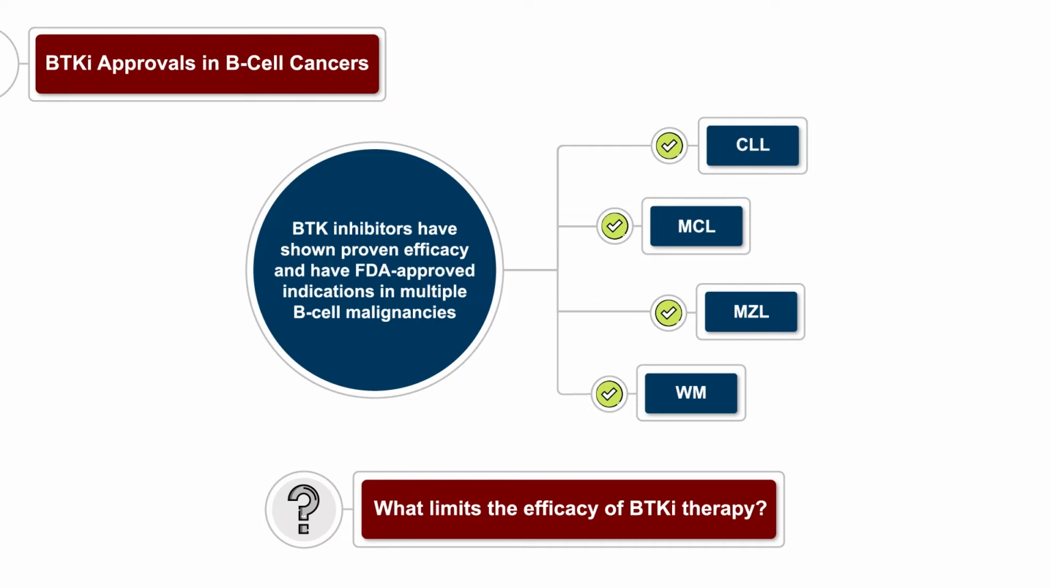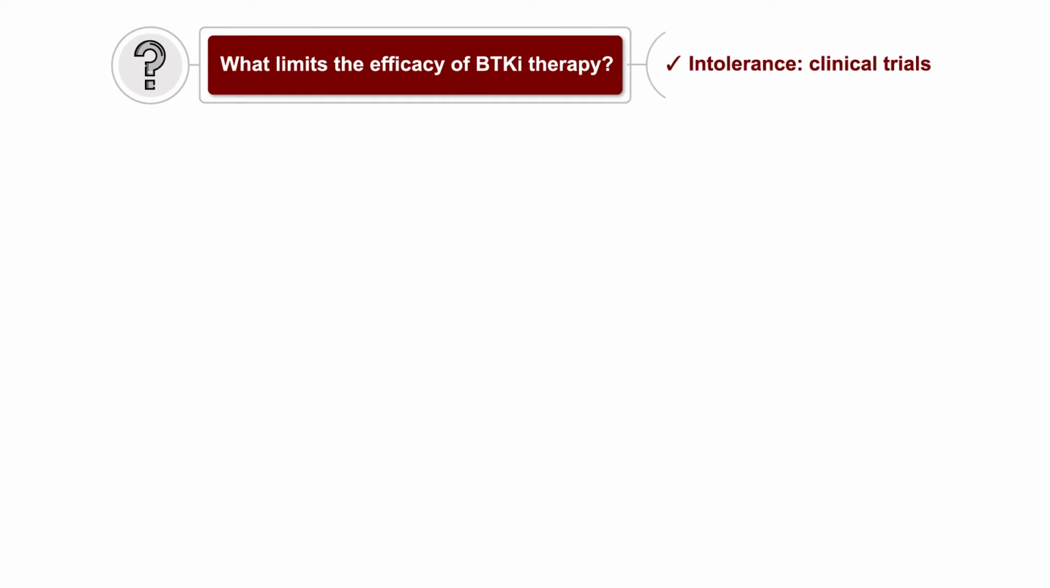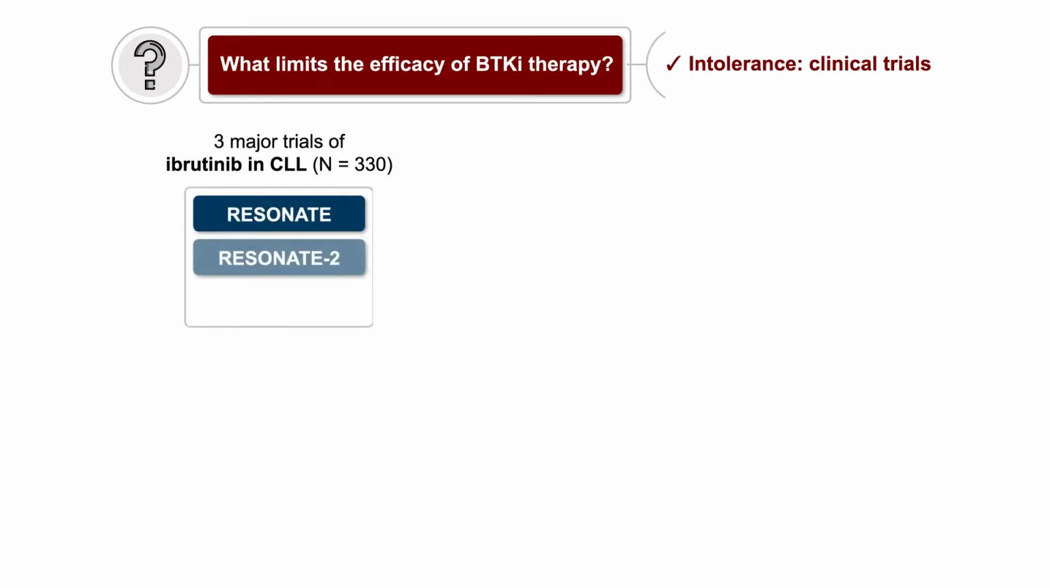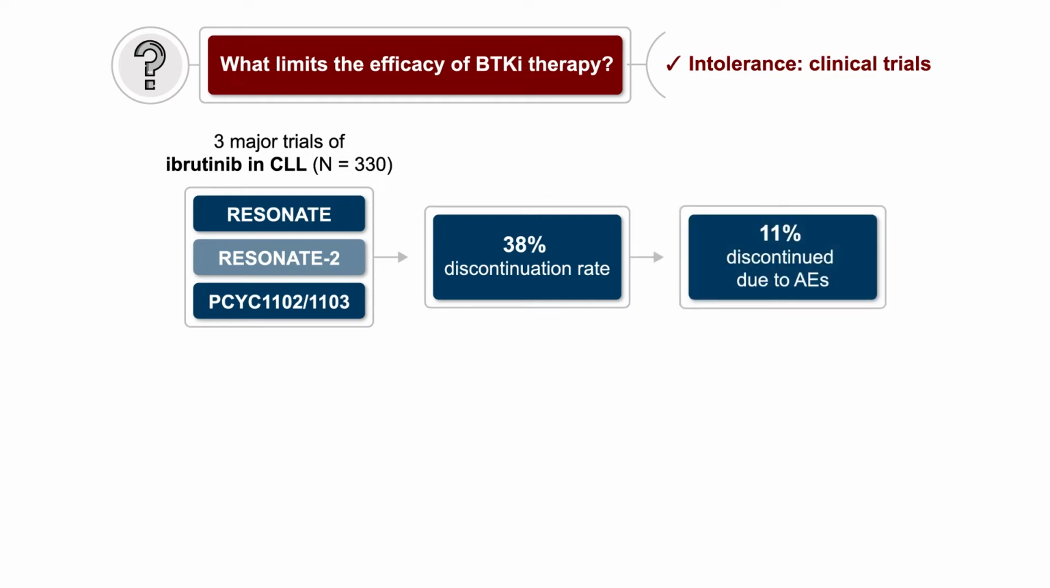Despite these drugs being incredibly efficacious, we do know that over time, patients can develop resistance and can progress with these agents. One current limitation of Btk inhibitors is intolerance. So let's take a look at some of the trials where ibrutinib was used in CLL in particular. In these three trials, the RESONATE, RESONATE-2, and the PCYC trial, we saw among the total number of patients, there was a 38% discontinuation rate. And of the total number of patients, 11% of them actually discontinued due to adverse events.